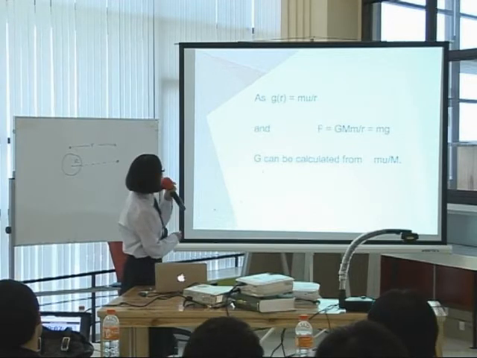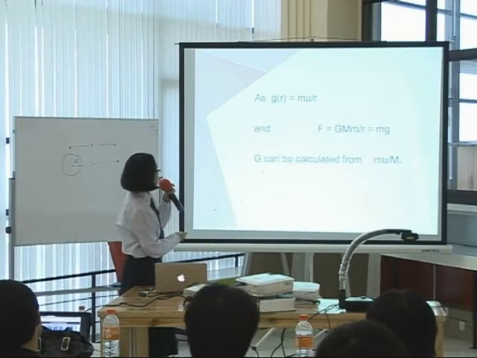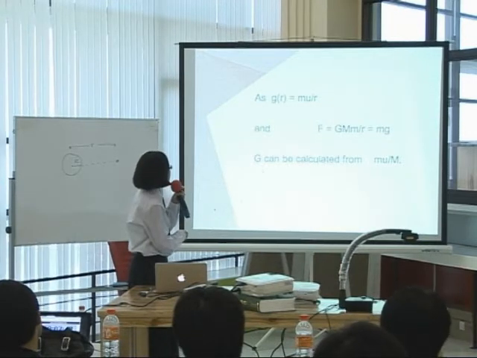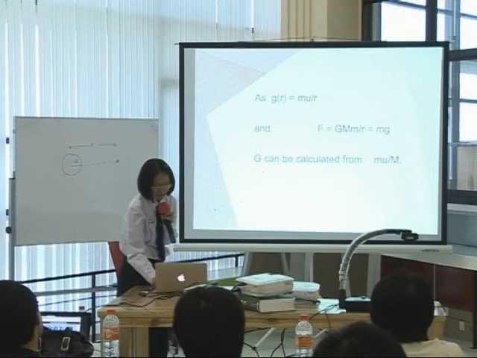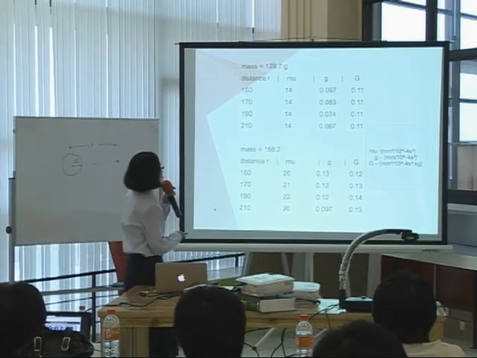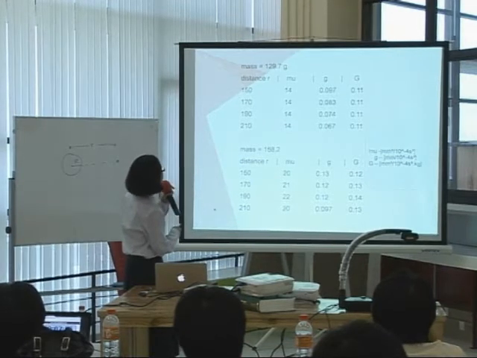So big G, small g can be calculated from mu over r, as in the reference page, and big G can be calculated from mu over m. These are my results. And these are the units if you want.